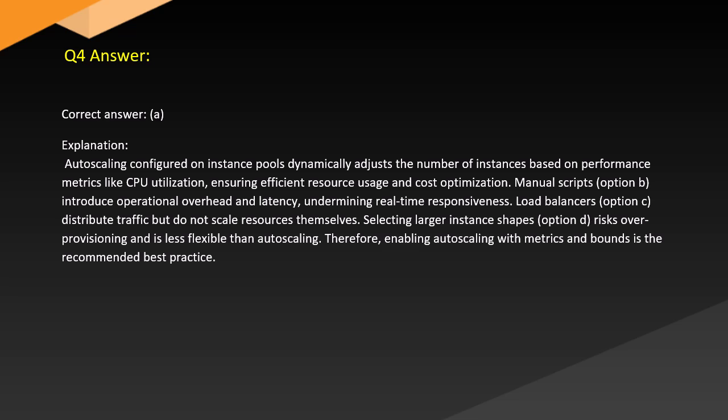Load balancers, option C, distribute traffic but do not scale resources themselves. Selecting higher instance shapes, option D, risks over-provisioning and is less flexible than auto-scaling. Therefore, enabling auto-scaling with metrics and bounds is the recommended best practice.